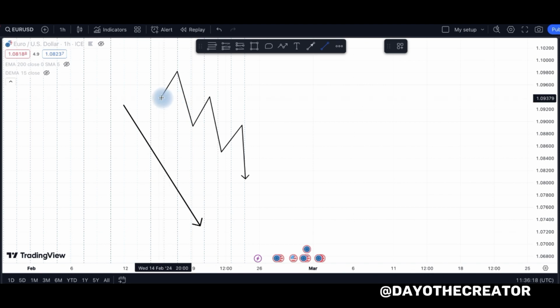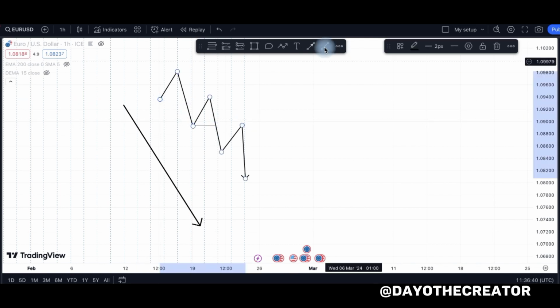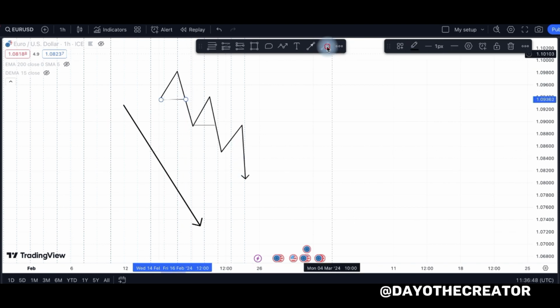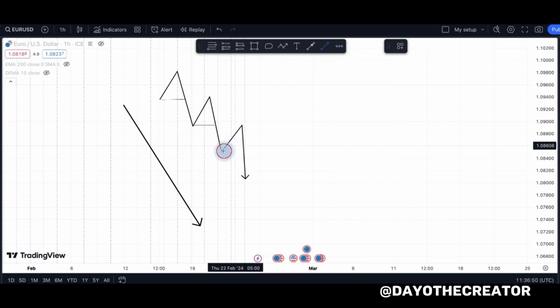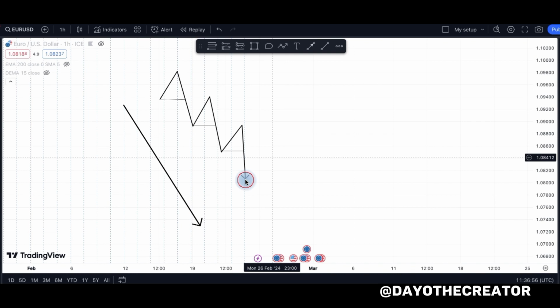So for instance, now this is our lower high, lower low. When this lower low is replaced by another lower low, it's called break of structure. Same thing goes to this. When this lower low is being replaced by another lower low, it's called break of structure. Same thing goes to this. So this is how it works. It's just as simple as that.